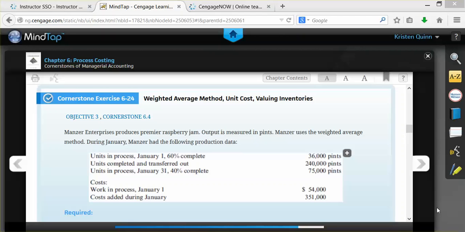Under the weighted average method, our assumption is units that were in beginning work in process would have been completed first before other units were started and completed during the period. Therefore, those 36,000 pints that are in our beginning work in process as of January 1st are included in units completed and transferred out, totaling 240,000 pints.